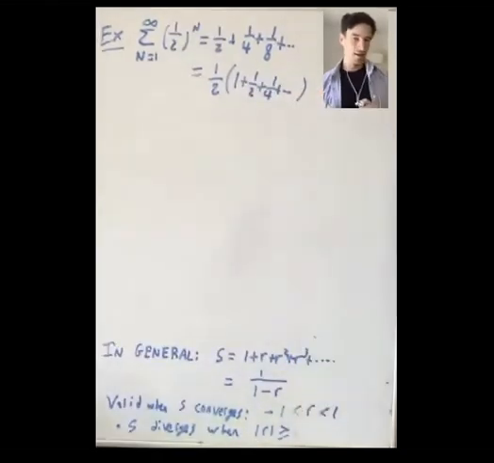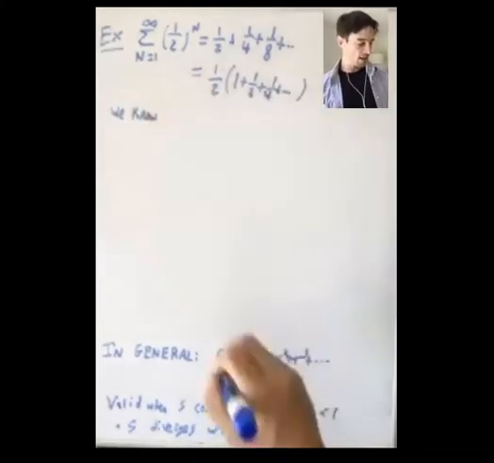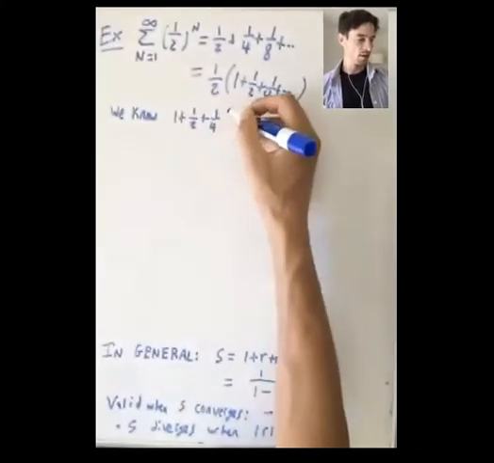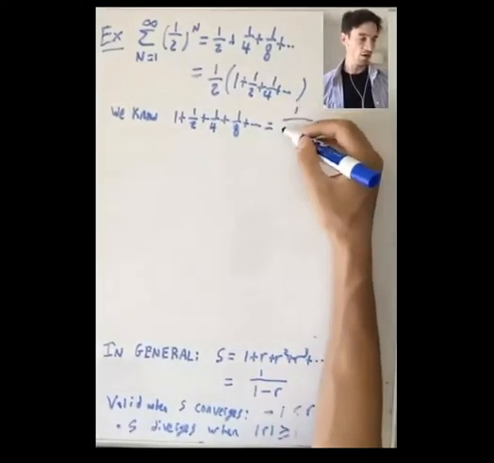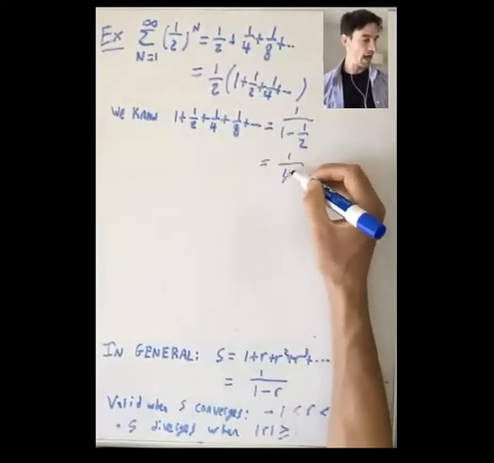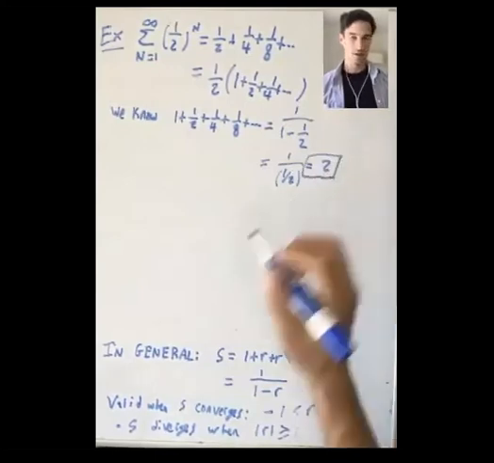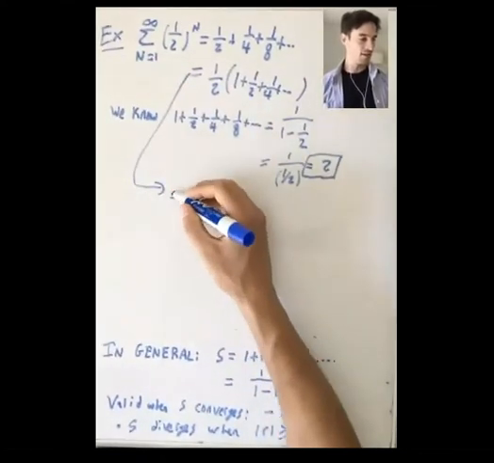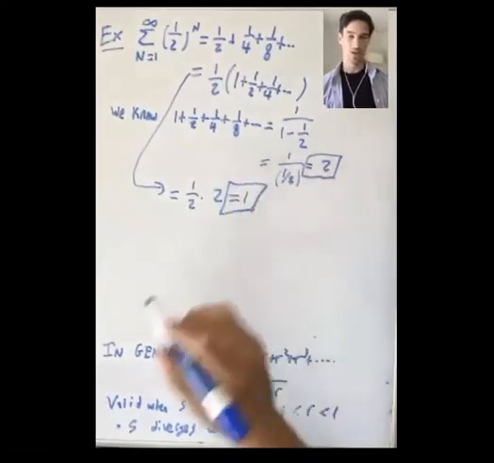And this goes on. And why did we do that? Because we know by this result down here that 1 plus 1/2 plus 1/4 plus 1/8 plus, this is equal to 1 over 1 minus 1/2, which is 1 over 1/2, which is 2. So that means that this series is equal to 1/2 times 2, which is 1, which is the formula we gave at the beginning.